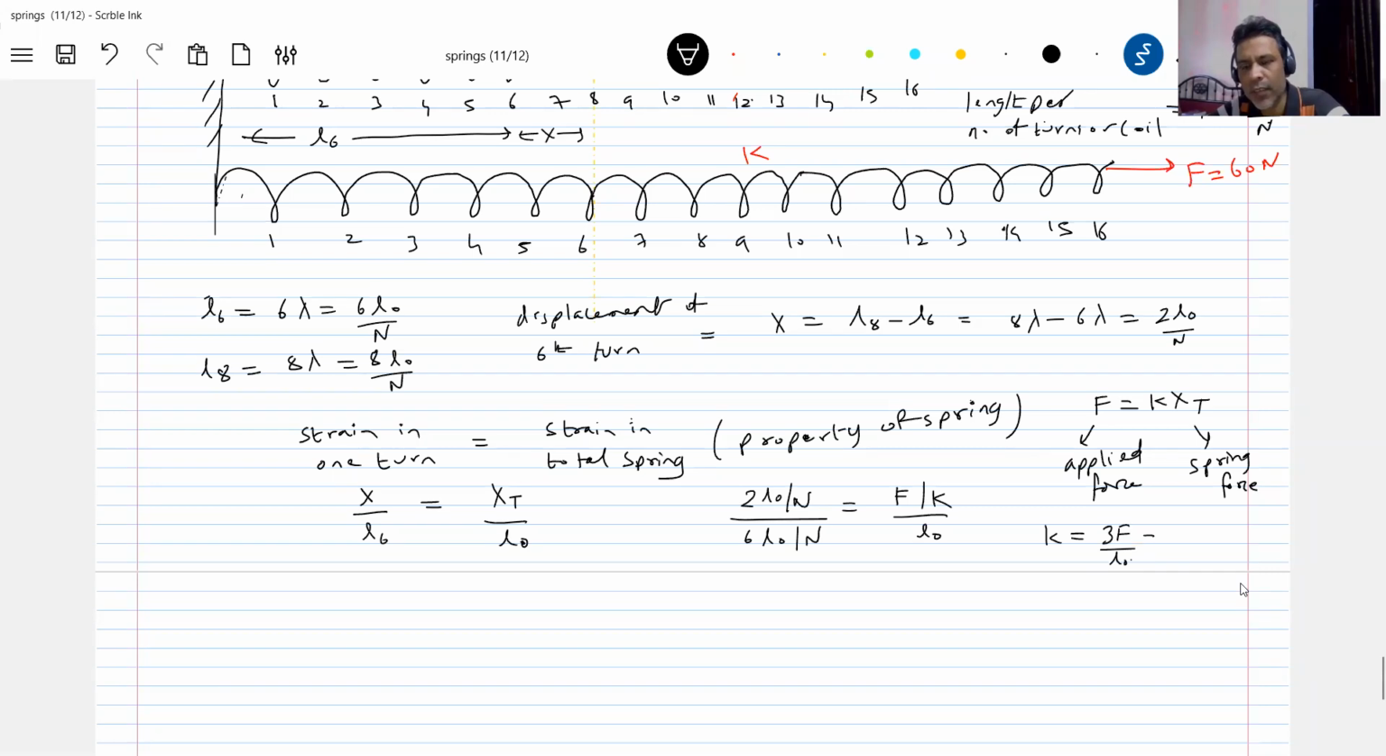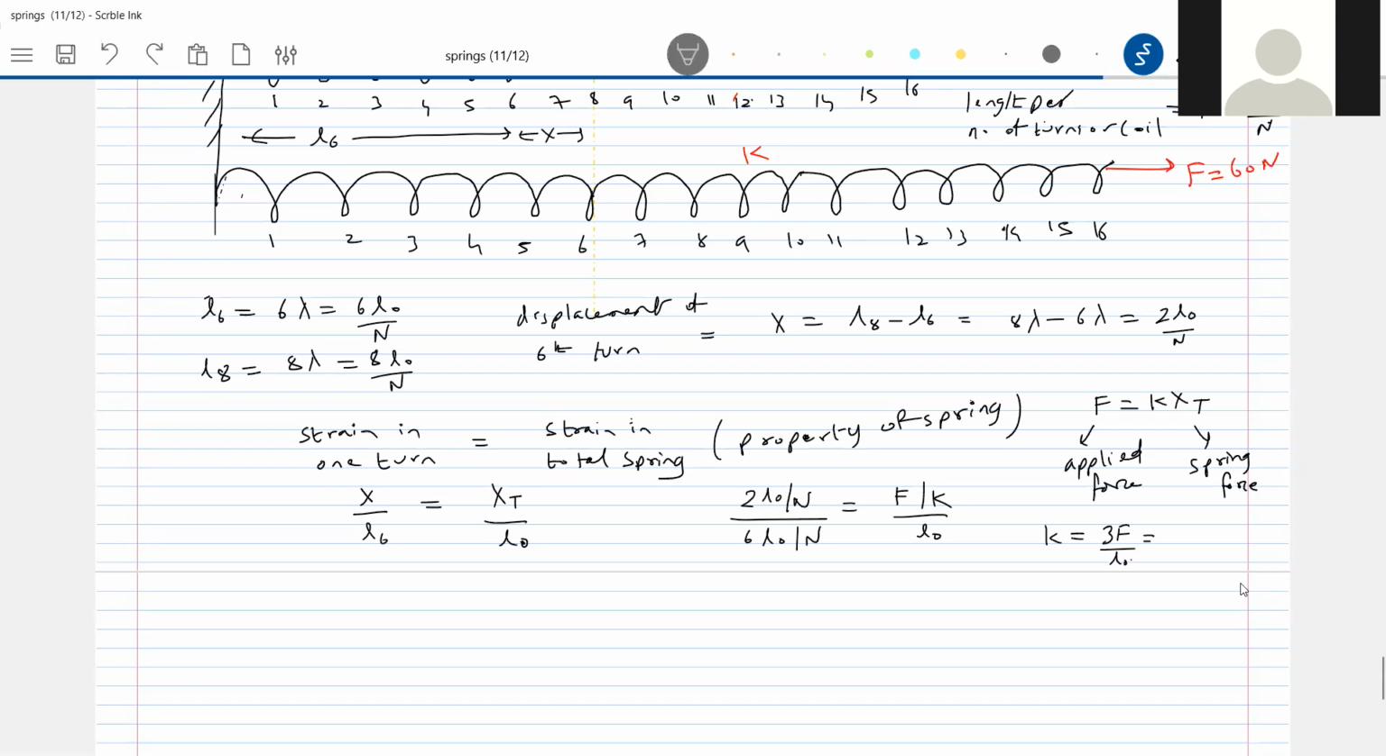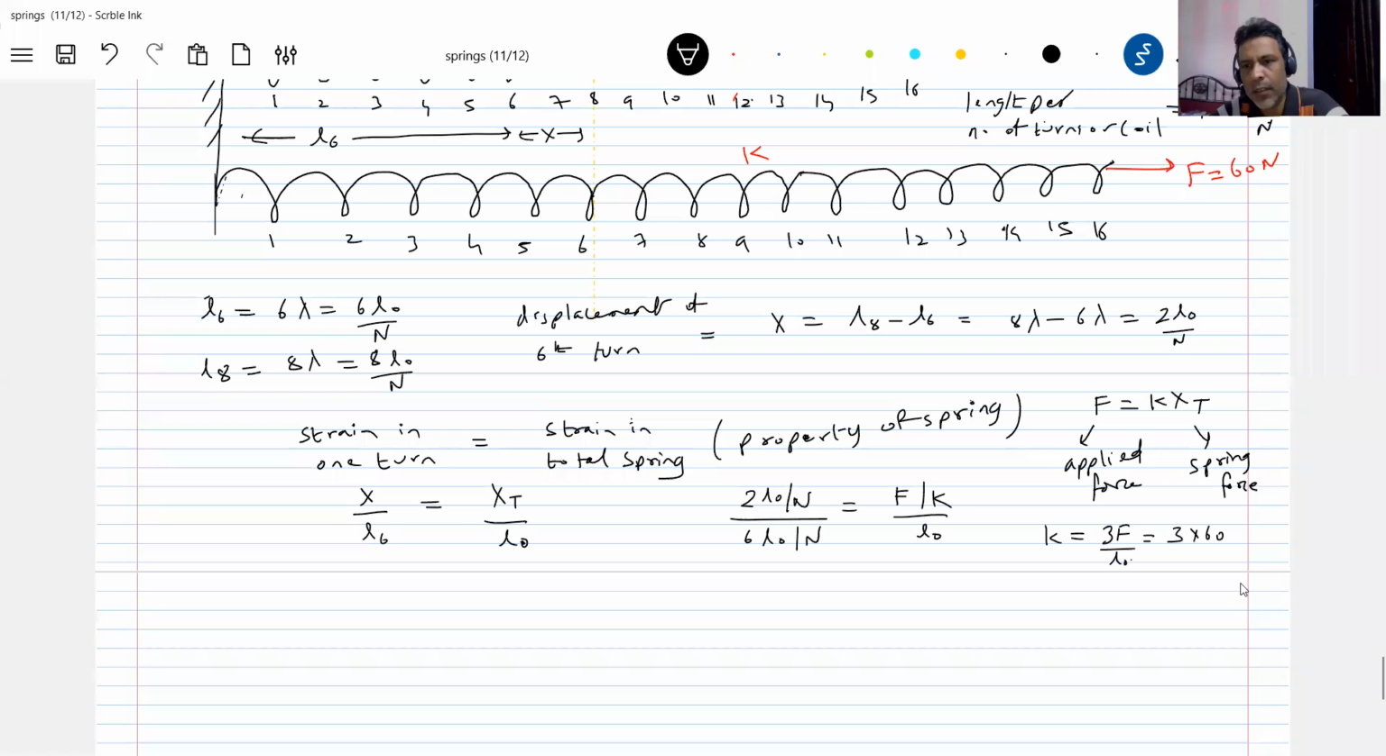Substitute the value of f, and L naught is how much given? 30. Okay, 30. Convert that into meter and check it. How much will you get as the value of k? 3 into 60 by L naught, which is 30 centimeters, so 0.3 meter, no? So how much will the value of k be? I'll proceed to the next.